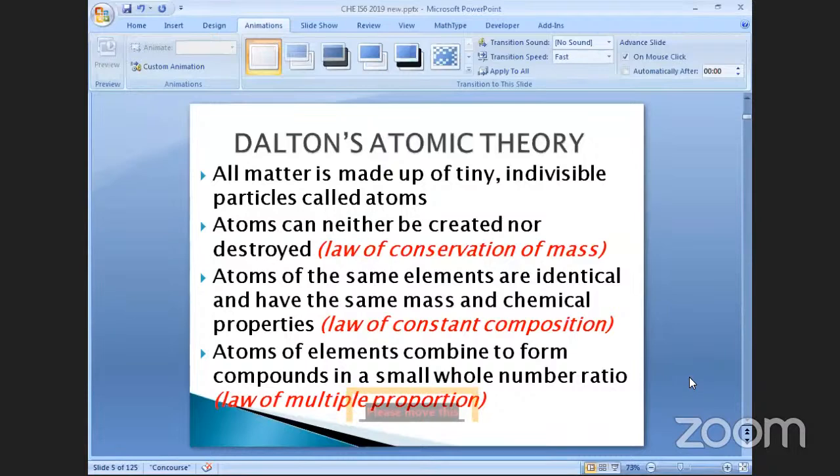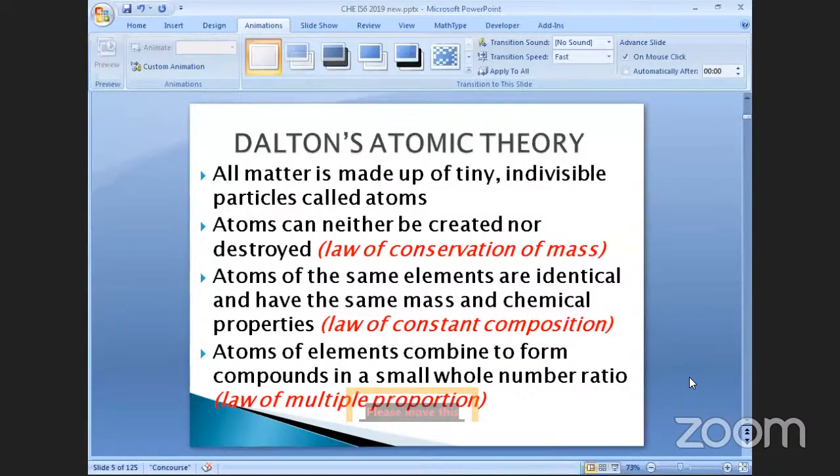Law of constant composition: the composition of that atom is constant, irrespective of where it is, as long as they are atoms of the same element. For example, you will find some elements having different kinds of atoms. We'll get to that when we talk about isotopes. You have carbon 12, carbon 13.